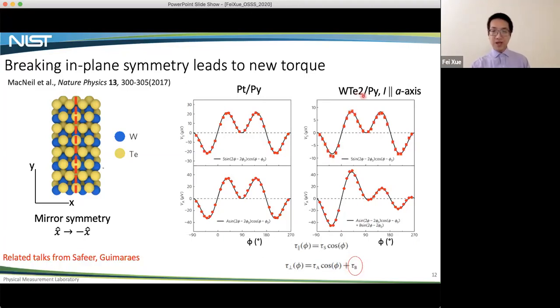In the experiment, they apply the electric field along the A axis, which is X here in this cartoon. When they apply the electric field in the Y direction, because the mirror symmetry in the X direction is still preserved, they don't see this unconventional constant out-of-plane torque.